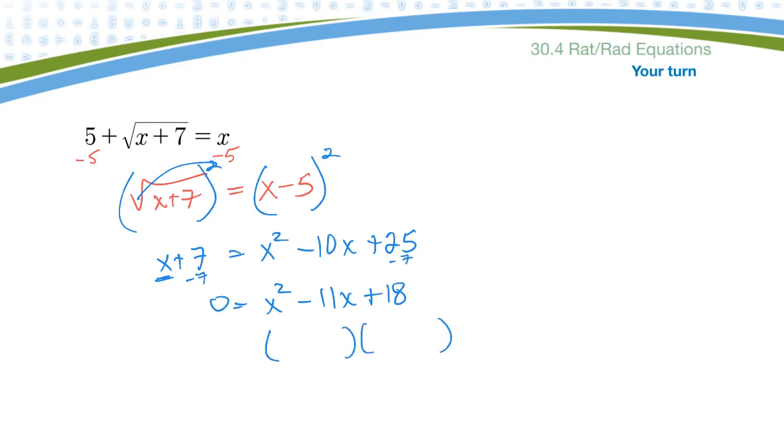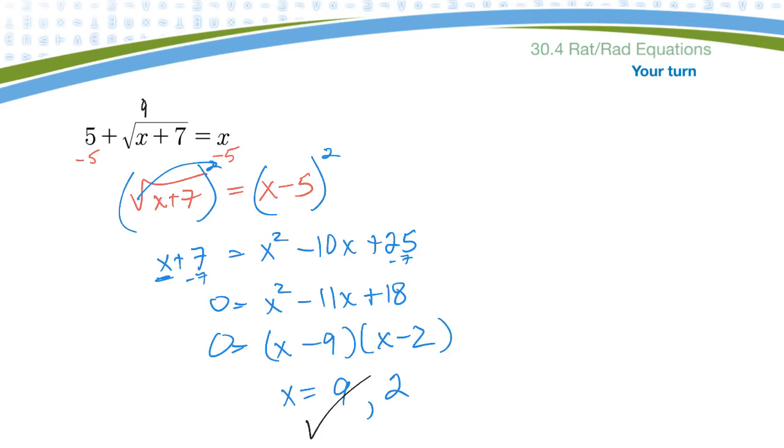And then factor. Two things that multiply to 18 and add to 11. I'm thinking 9 and 2. X minus 9, x minus 2. So using the zero principle, I'll get x is equal to a positive 9 and a positive 2. Let's just confirm which of those hopefully will work. If I put a 9 in right there, 9 plus 7 is 16, square root of 16 is 4, 4 plus 5 is 9, checks out.